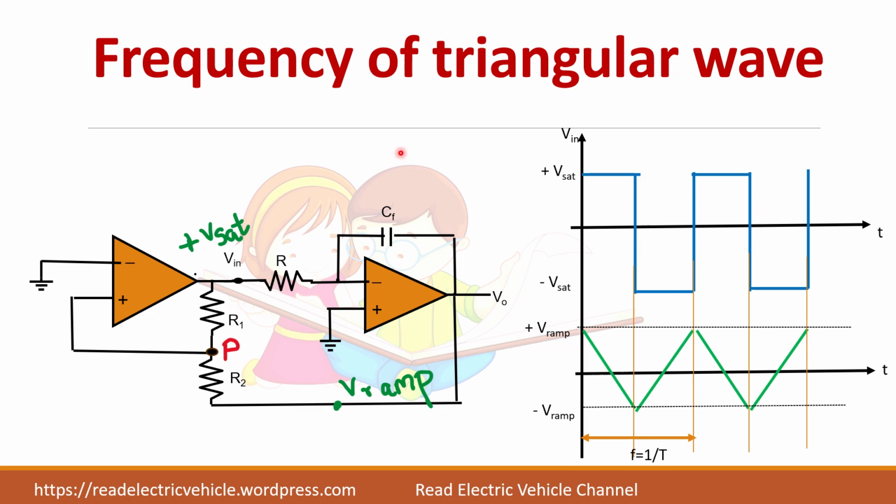So to derive the equation for the frequency of the triangular waveform, let us assume that initially the comparator output voltage is plus Vsat, and the other end of the voltage divider is connected to the V ramp, which is continuously changing. So Vp will be continuously changing, and at one point it reaches 0. At that time the output changes from plus Vsat to minus Vsat.